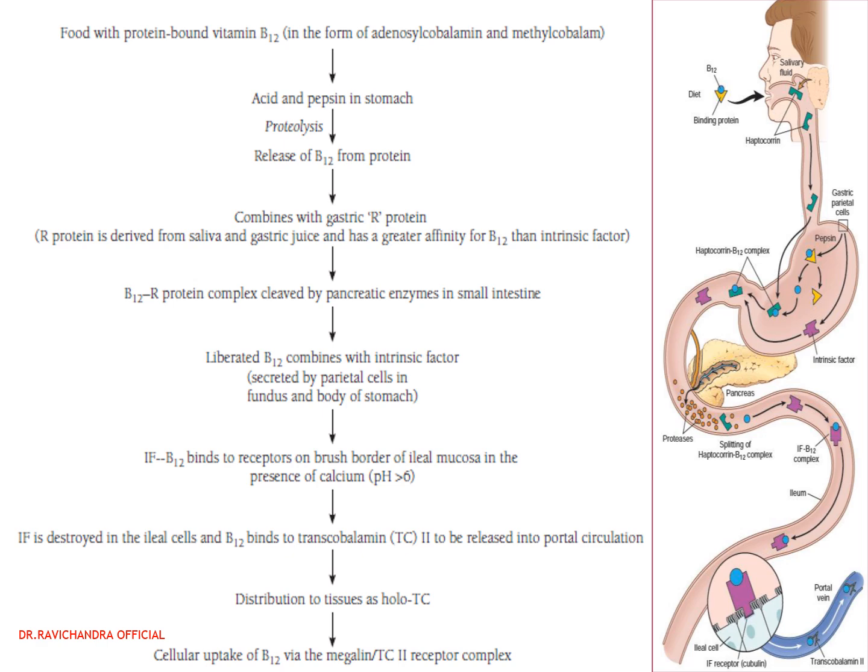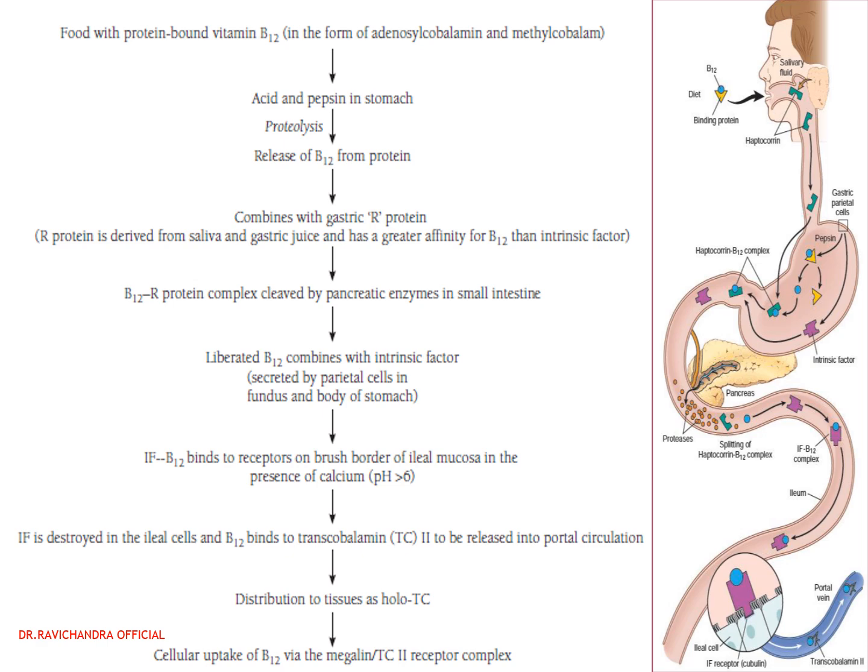In the small intestine, pancreatic enzymes will cleave the B12 R protein complex and release the B12. The intrinsic factor that is secreted by the parietal cells in the fundus and body of the stomach will now attach to this B12 and form a complex. Intrinsic factor B12 will bind to the receptors on the brush border of the ileal mucosa in the presence of calcium. Remember this point. Intrinsic factor is destroyed in the ileal cells, and again this B12 is released.